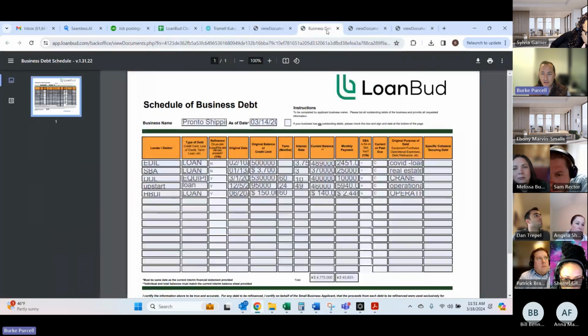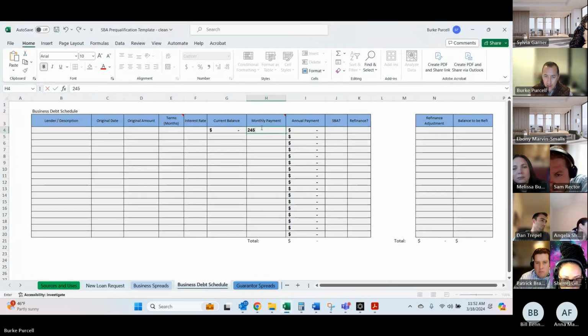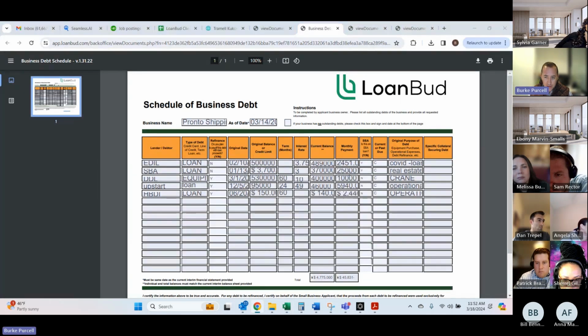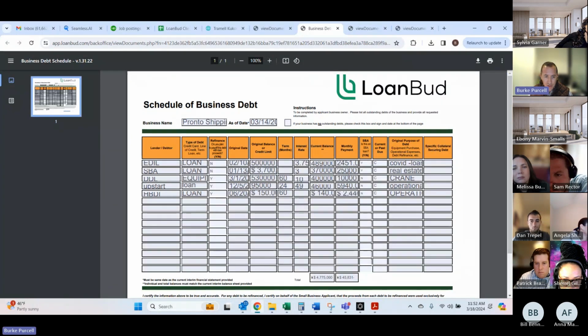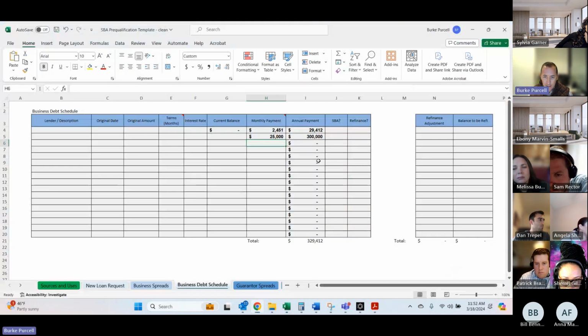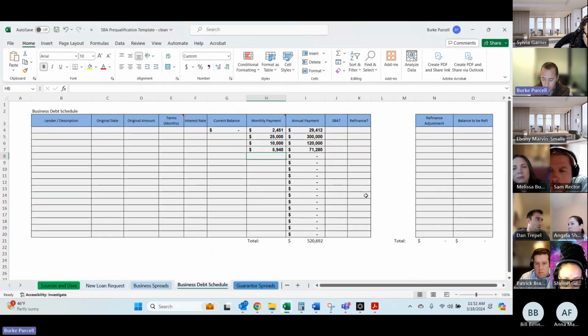What I'm going to do here is list all of the debts that are not being refinanced with this loan. I really just care about the monthly payments right now. So I got 2,400, 25,000, 10,000, 59, 40, and 2,451.